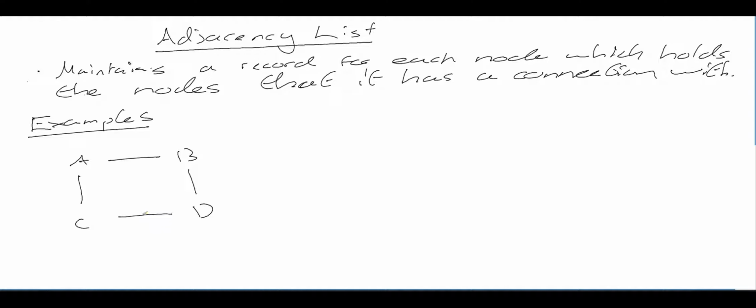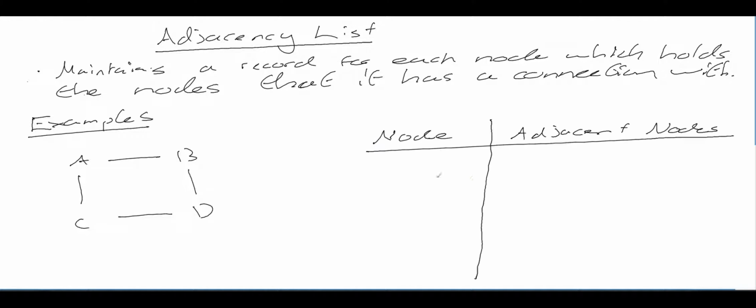Okay, so I've got an example of a graph here. It's unweighted and it's undirected. And now over here, I'm going to show you how to construct an adjacency list. So this is the start of our adjacency list, just a bit like any other table you might draw. In this node column here, we write down a record in our adjacency list for each node that we've got in the graph. So I'm going to write down A, B, C, and D.